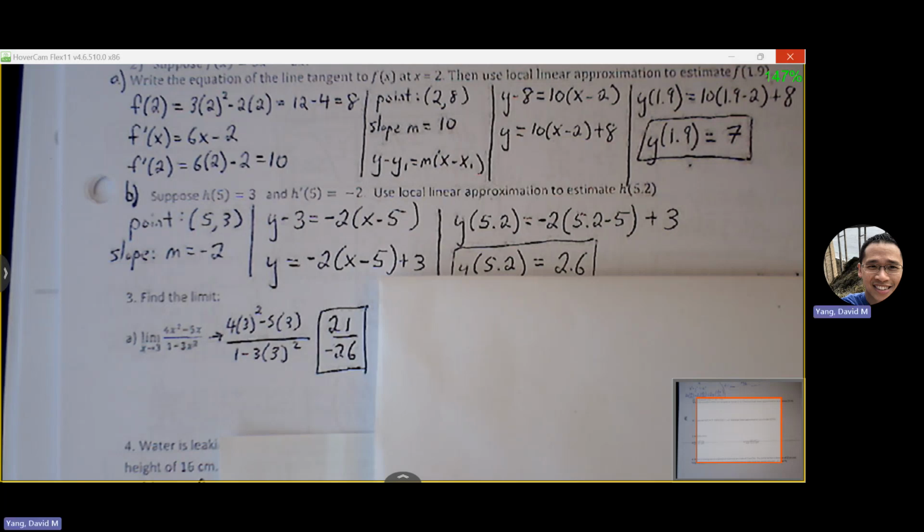So for 3A, direct substitution got me to a real number. So I don't do L'Hopital's rule. I don't do anything. That's my answer. That's my limit. Try part B.